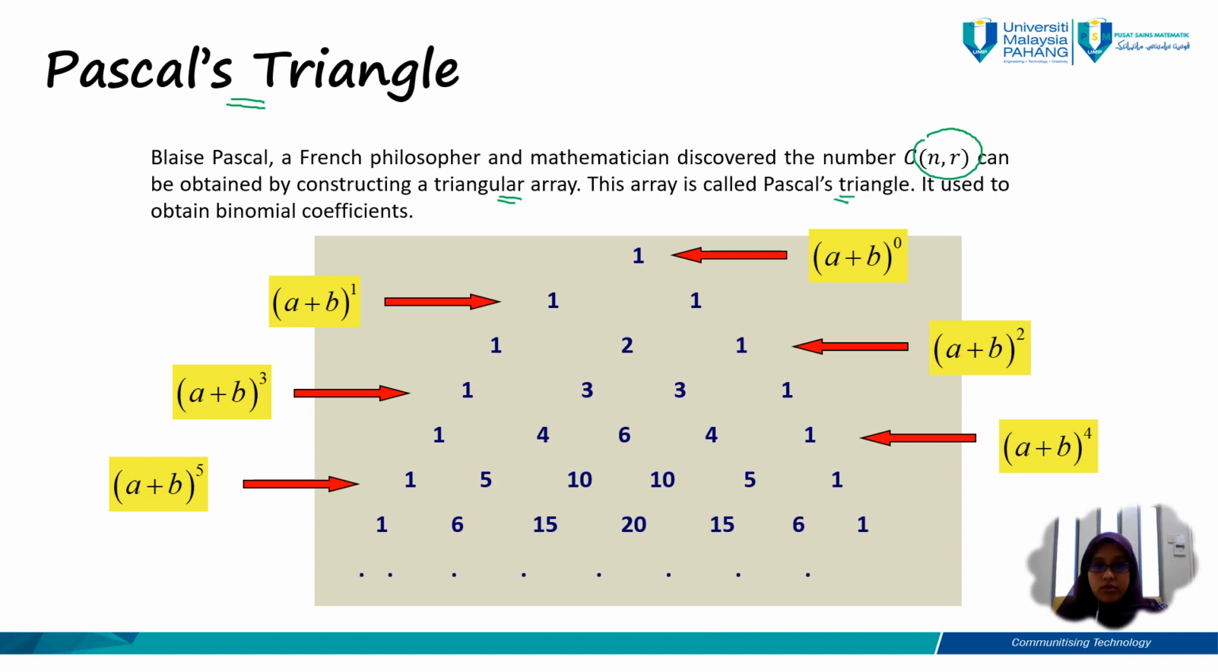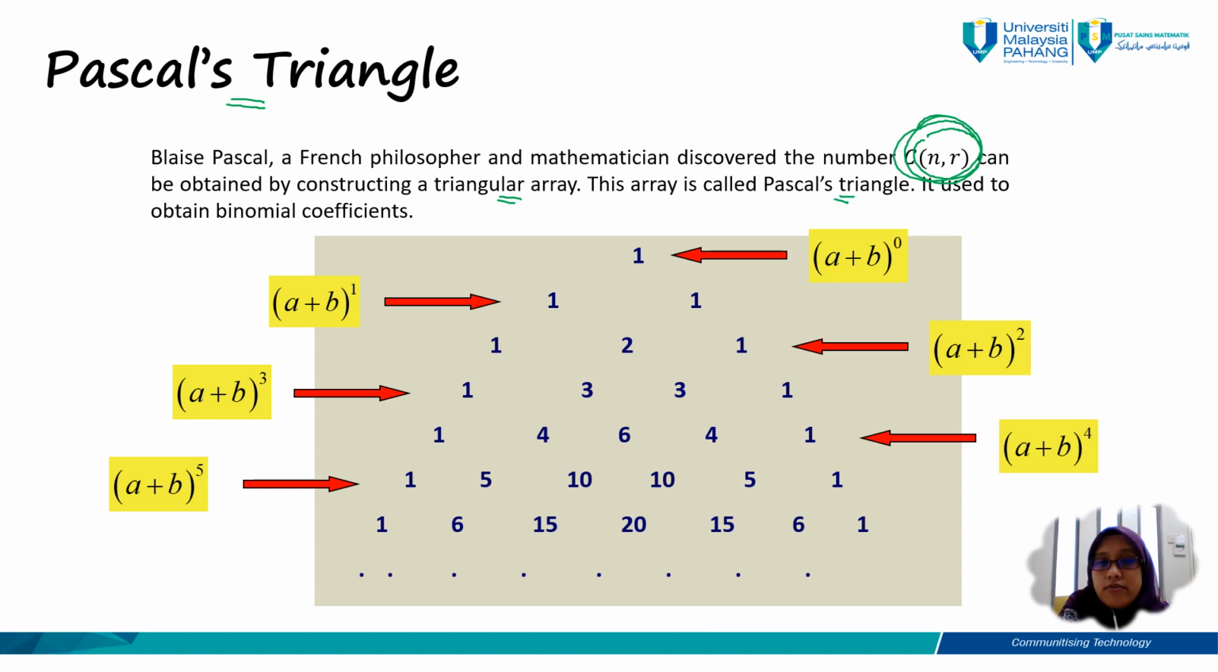So we are going to make the numbers in a triangular shape, where the numbers are the coefficients for our binomial expansion. Coefficient, that's why Pascal discovered the numbers nCr. This is our coefficient, and this figure is the binomial. This is a Pascal triangle.